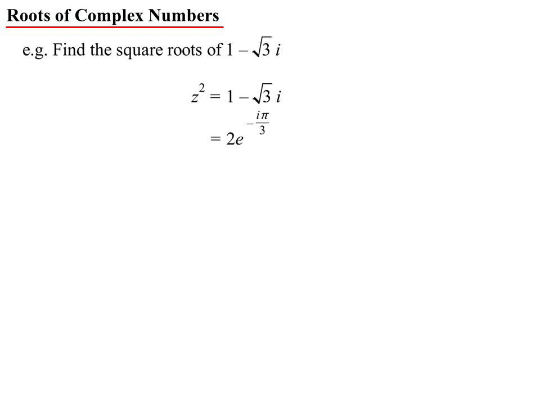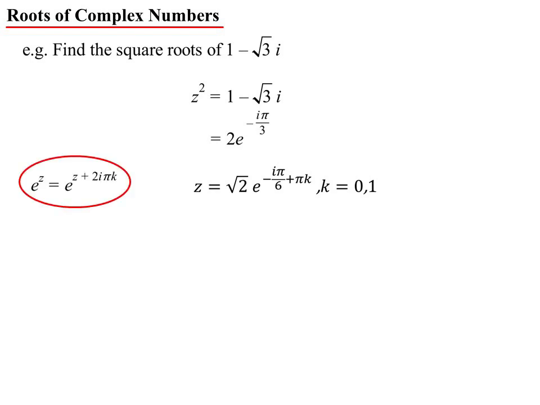Well, that's z squared. So z will be the square root of 2 e to the, well, it'll now be minus i pi on 6. But remember, we said we could go plus 2 pi k. Well, I'm also dividing the power by 2, so now plus pi k. I need two answers, so I'll make k equals 0 and 1. And there's the two answers in exponential form.